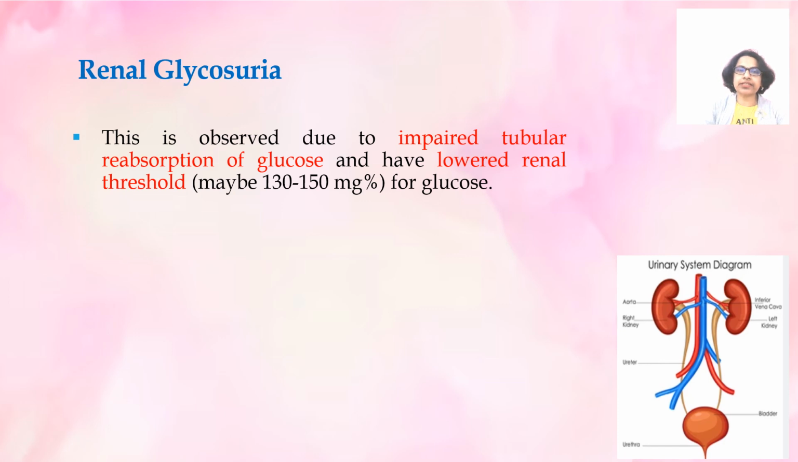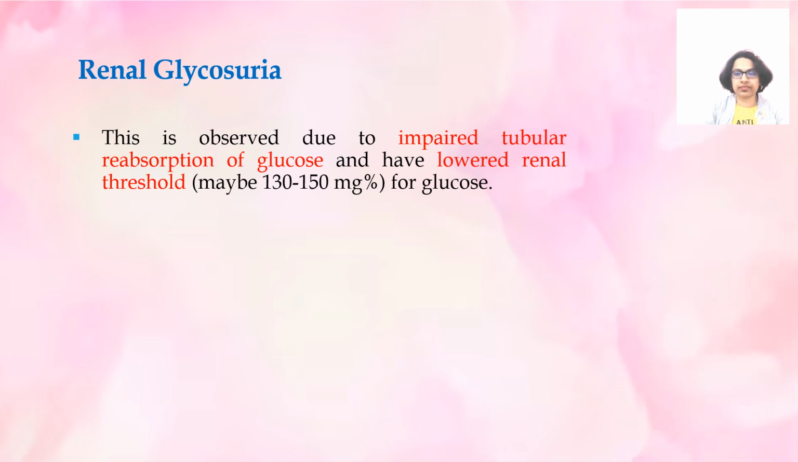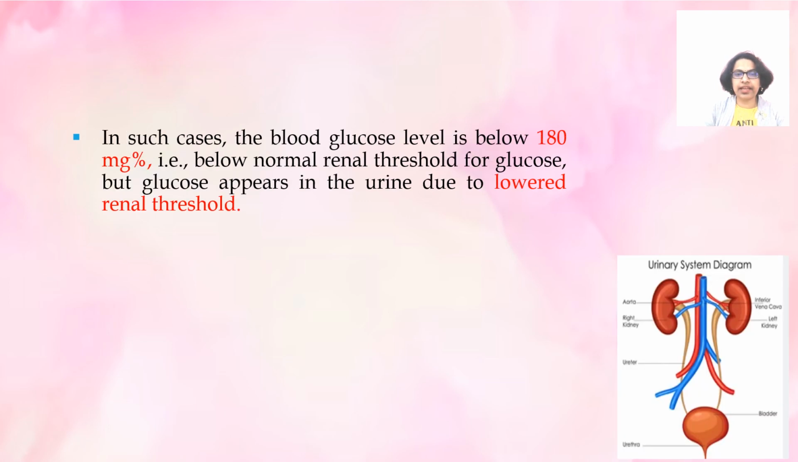Another subtype is renal glycosuria. Renal means kidney. This is observed due to impaired renal reabsorption of glucose. There is a failure of reabsorption of glucose in the kidneys and a lowered renal threshold, maybe 130 to 150 milligram of glucose. In such cases, the blood glucose level is below 180 milligram, that is below the normal renal threshold for glucose, but glucose appears in the urine due to the lower renal threshold.